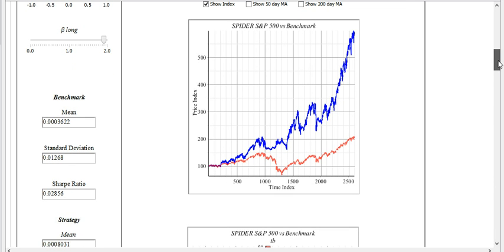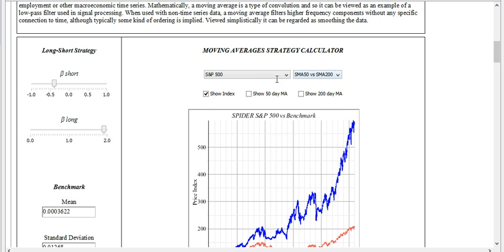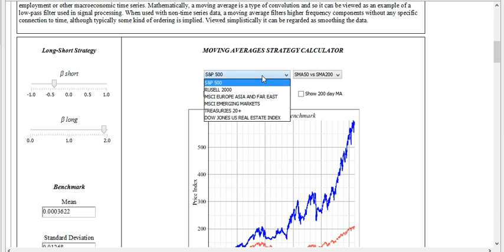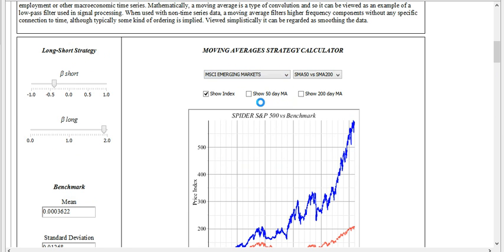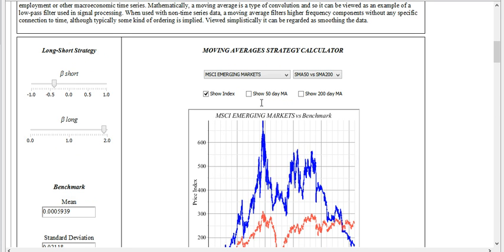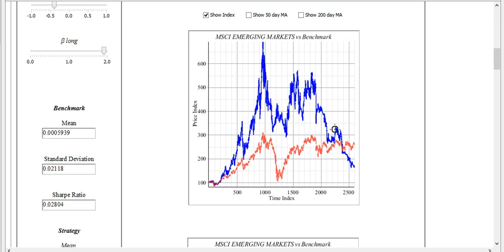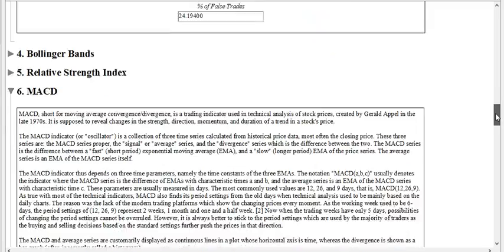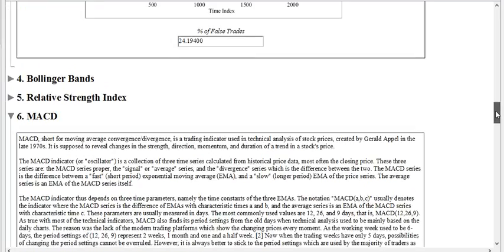Now, let me show that this doesn't necessarily work equally well for other indexes. Let's say we use exactly the same strategy for emerging markets, not changing anything, the same beta short, beta long, and wow, we see exactly what we don't want: enormous volatility, and we end up with a long-term return below the one of the long-only position. It seems to be the case that SMAs are not the ideal indicators for this.